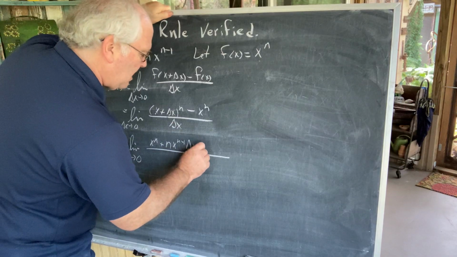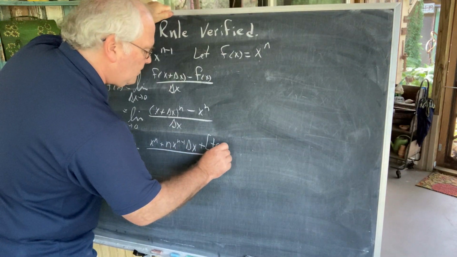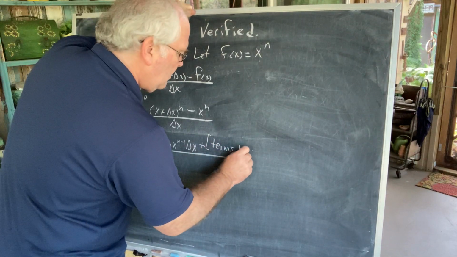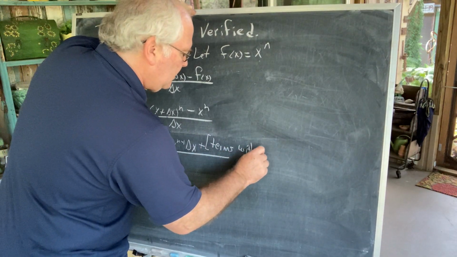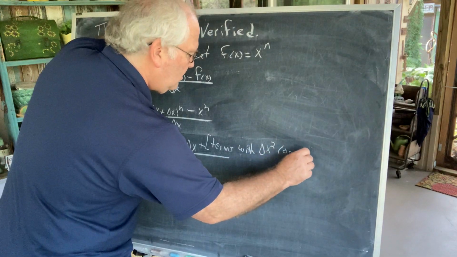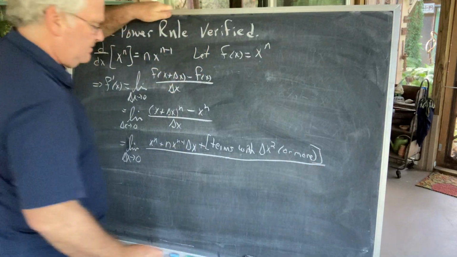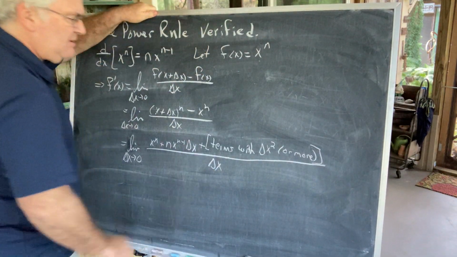So what I'm going to do is write this conceptually. These are all terms with delta x squared or more. Now that is extremely unofficial. This is the basic idea.